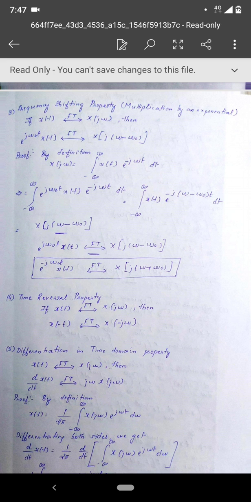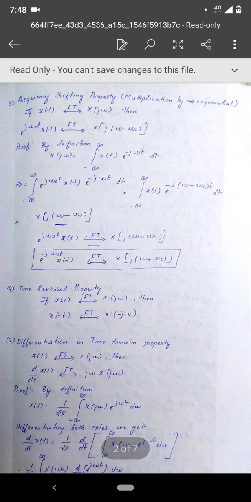So what about the proof? By definition, we know what x of j omega is. That is already done and we have explained it numerous times. Then instead of x of t, we substitute e raised to j omega naught t x of t, and e raised to minus j omega t dt is already there. Then we combine the exponential terms: x of t, e raised to minus j omega minus omega naught t dt. Now x of j omega is nothing but the integral from minus infinity to infinity of x of t e raised to minus j omega t dt.